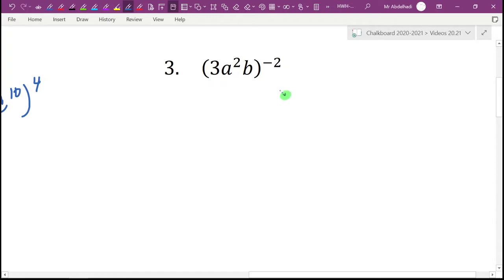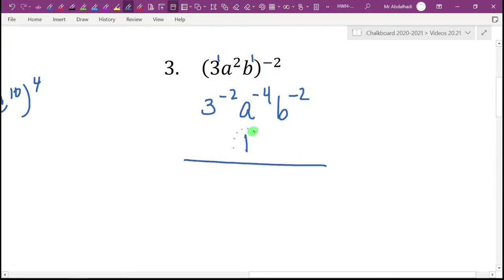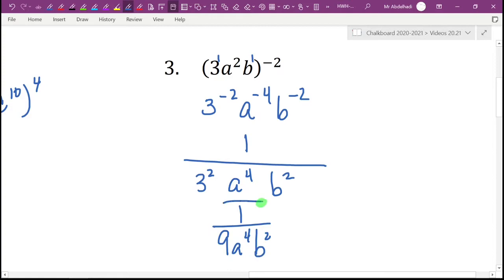Same thing here. We have all this stuff to the power of negative 2. So 3 to the negative 2, a to the negative 4, and b to the negative 2. Because remember, this is 3 to the 1, and this is b to the 1. So all of these get flipped. So they all end up on the bottom of a fraction. Since there's nothing left at the top, you put a 1 there. This is going to be 3 squared, a to the 4th, b squared. We can simplify the 3 squared to a 9. So we get this. And that's number 3.